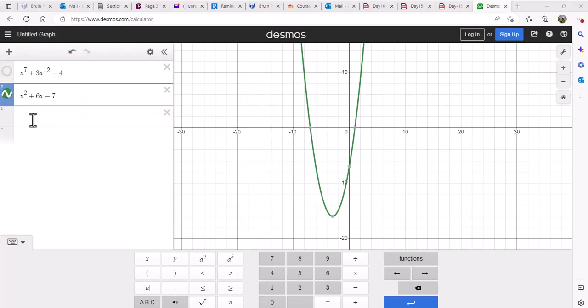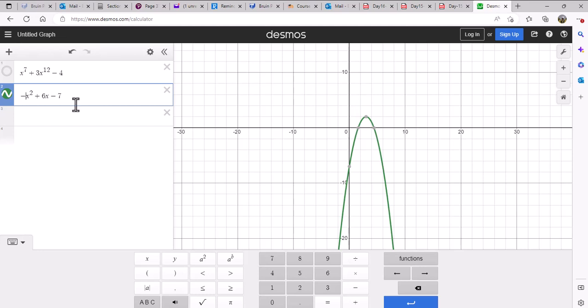So if you notice, I've got the x squared turned on, and all I'm going to do in front of it now is put a negative. Of course that's going to reflect it over the x-axis. And now it's going down to the left and down to the right.